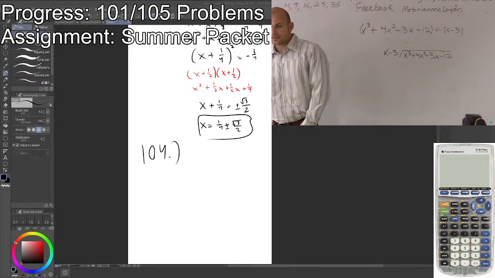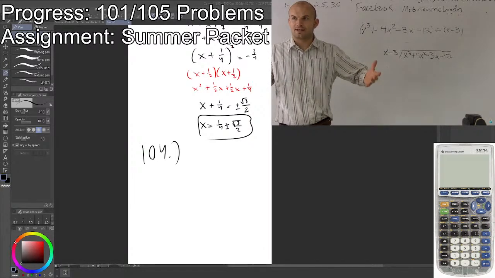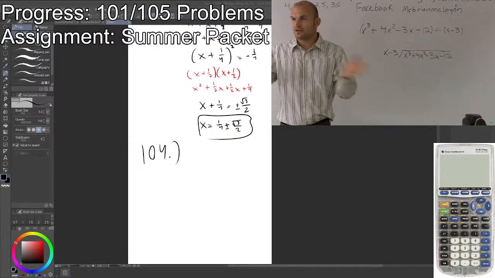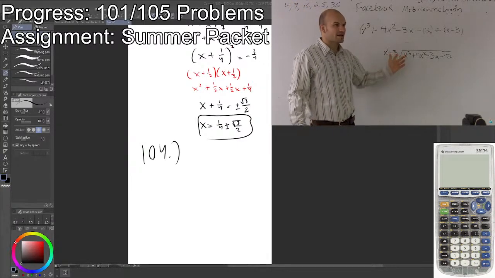So when we're doing this, we have a binomial, right? Which one do we divide into? When you had a number, it was easy. You always just took that number and divided everything into it, right? Here, I have a binomial. I have an x minus a negative 3.